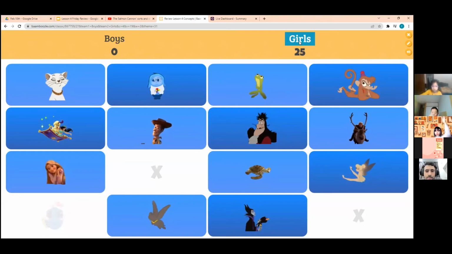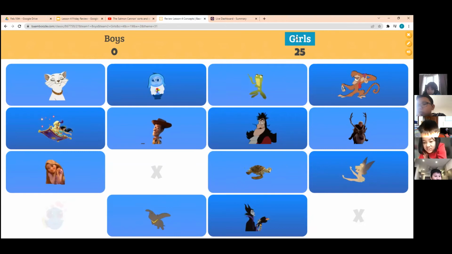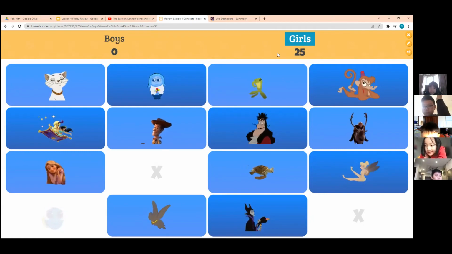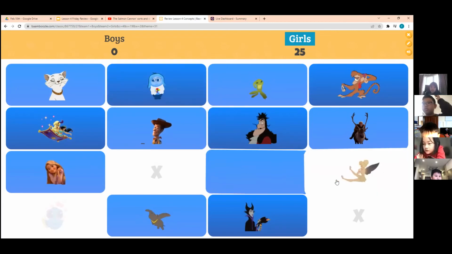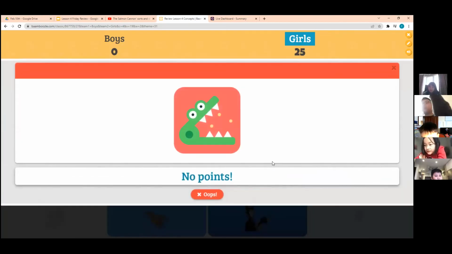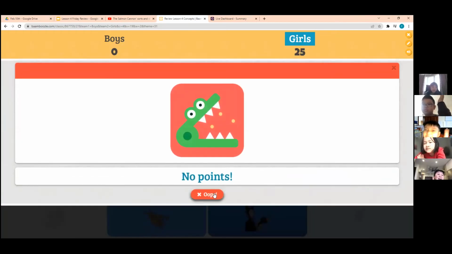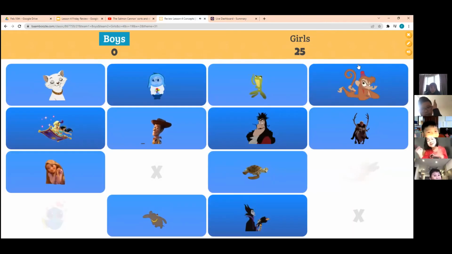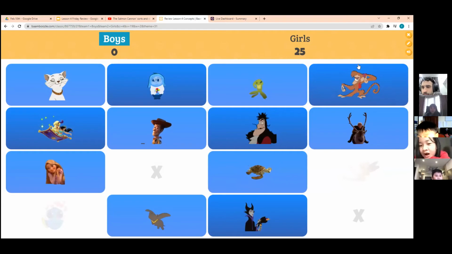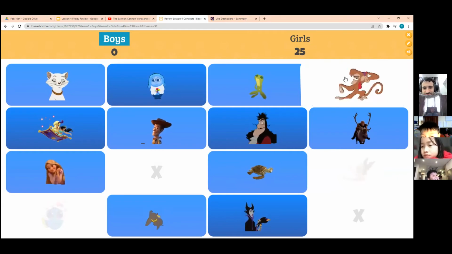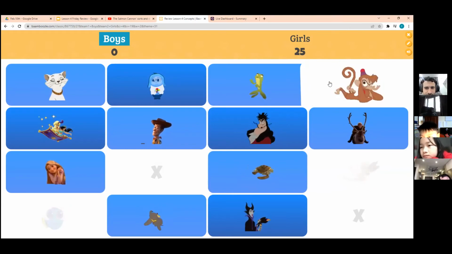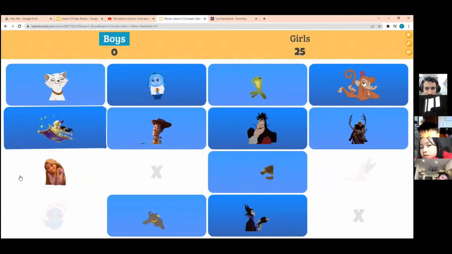Cherry, choose a picture. The fairy. Let me find the fairy. Oh, I see her. There we go. Oh, no points. Sorry, Cherry. The girls have no points for that one. Alex, choose a picture. The monkey guy. Let me find the monkey guy. Where's the monkey guy?